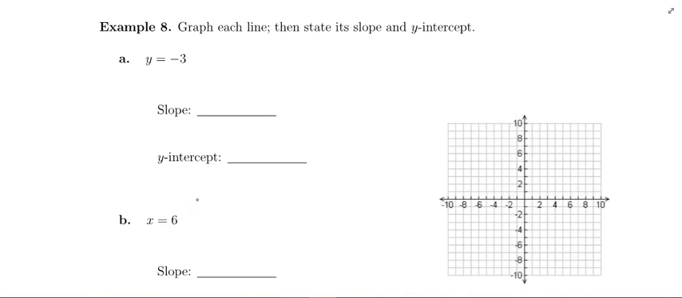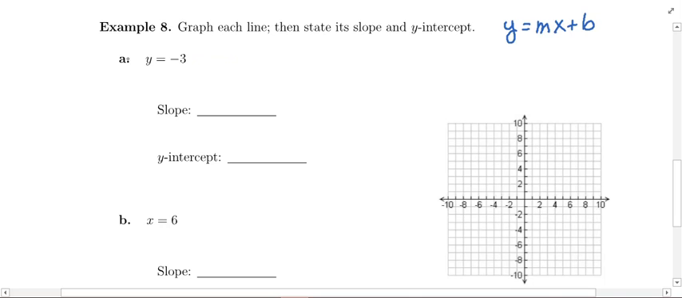Anytime you've got y equals a number or x equals a number, you're dealing with either a horizontal or vertical line. You've just got to keep track of which one is which. When we think of lines, we're always thinking y equals mx plus b. This one in part A, y equals -3, we can write as y equals 0 times x minus 3. If we write it that way, this is actually y equals mx plus b form.